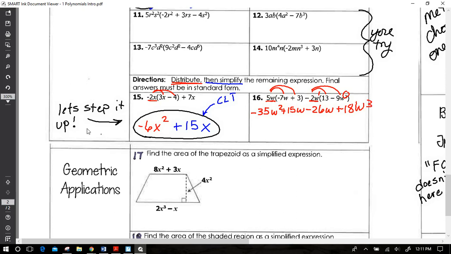And now I am ready to combine any like terms and also to write this in descending order. So 18w cubed is the highest degree exponent, so that goes first. Next, I have -35w squared, and that will just come down. And then finally, I do have to combine 15w minus 26w, and that's going to give me a -11w. And that will be my final answer.